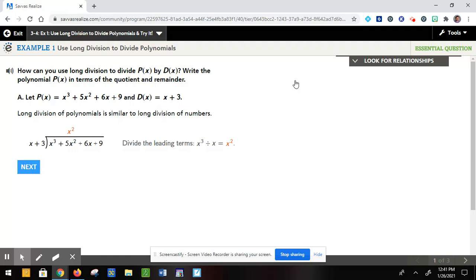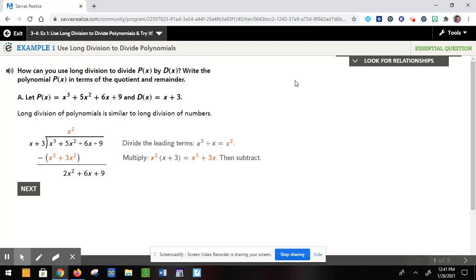If you think about long division, after you divide, you multiply. So x squared times x is x cubed. X squared times 3 is 3x squared. Then you subtract. Okay? When you subtract x cubed by x cubed, you get 0. When this is working right, that will happen. Otherwise, you did the previous step incorrectly. 5x squared minus 3x squared is 2x squared. It's really important you put parentheses around the expression that you're subtracting.